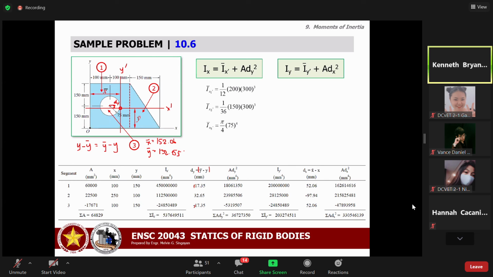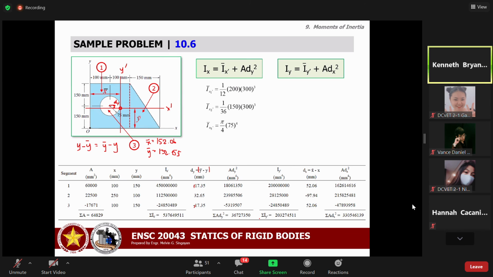So, 132.65. Okay? So, that is for dy. So, nung nasolve mo na yung dy, you can solve for a dy squared, which is just the product of area. So, area times dy squared. So, ito yung mga values na yun. Okay? Then, get the sum. So, you have summation of a dy squared. Ito yung value.